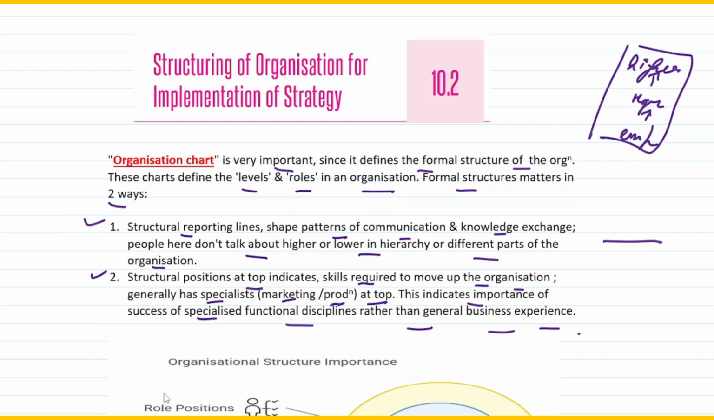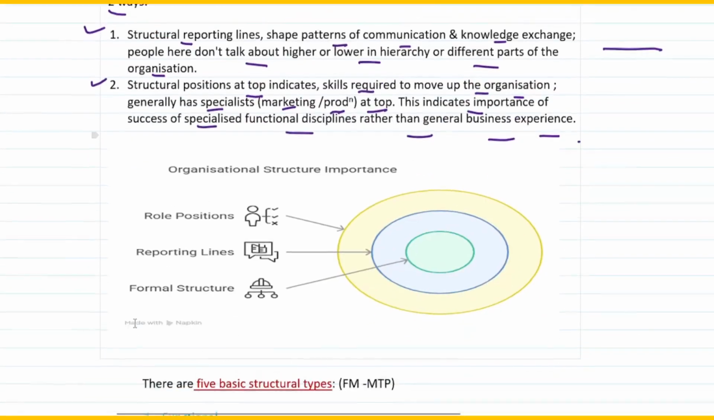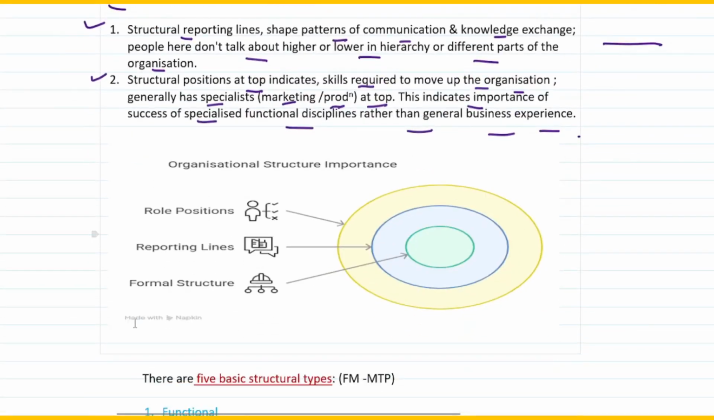They generally have the specialists. They can be marketing, production, sales, etc. This indicates the importance of success of specialized function disciplines rather than general business experience. So in the second part, you have more concentration on the specialized function rather than general business experience, right? This diagram beautifully covers the two points that we have discussed above. Organizational structure importance is defined based on the role positions that you have, the reporting lines and the formal structure. So if you just remember these three points, you can elaborate on the top two points.